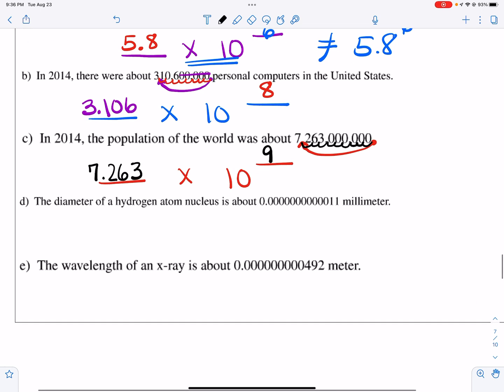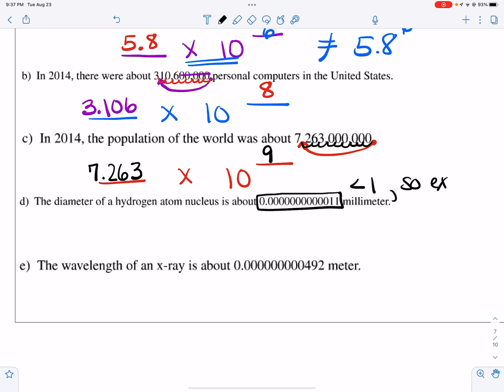Going the opposite direction, we now have very, very small numbers. We see the decimal point. This number is less than 1, so the exponent is now negative, okay? So blank times 10 to the blank. I'm going to put my negative sign up with the exponent.